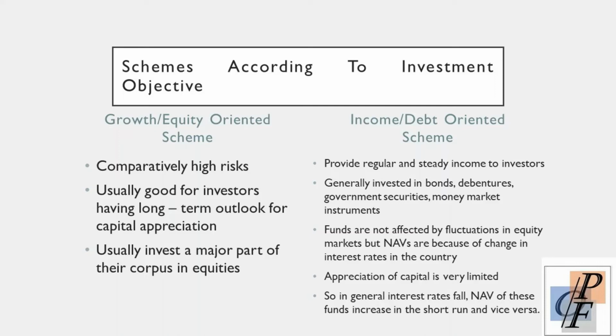Income or debt oriented schemes usually provide regular and steady income to the investors. Generally, they are invested in bonds, debentures, government securities and money market instruments. The funds are not affected by fluctuation in the equity market, but NAVs are affected by changes in interest rates in the country. Appreciation of capital is very limited. In general, whenever interest rates fall, the NAV of these funds increases in the short run and vice versa.